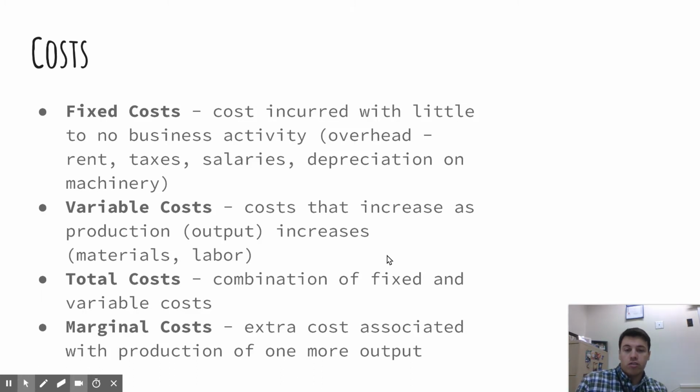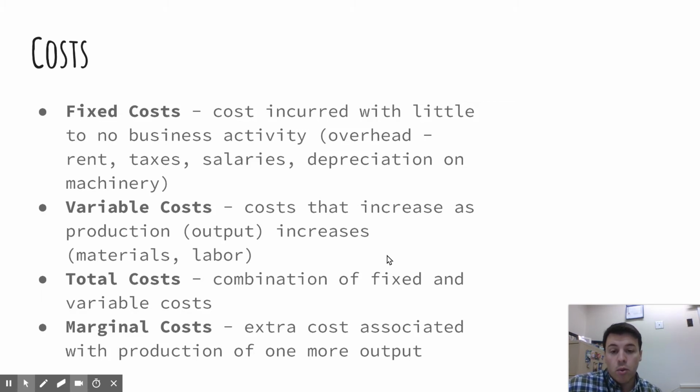So our fixed costs are the costs that are incurred with no business activity. This is also known as your overhead. Examples there: rent, taxes, salaries, saving up money to pay for repairs and replacement of machinery. Those are the types of things that you would pay even if you're producing nothing. You are going to have to pay your rent on your building even if you decide to take a month off. However, your variable costs are the ones that increase as your production increases.